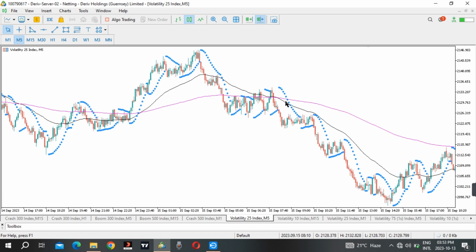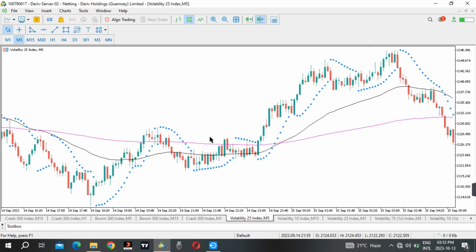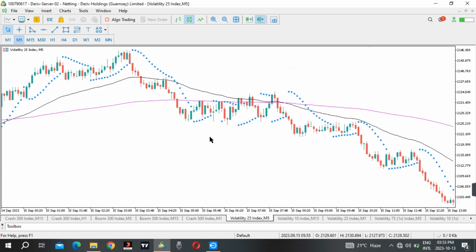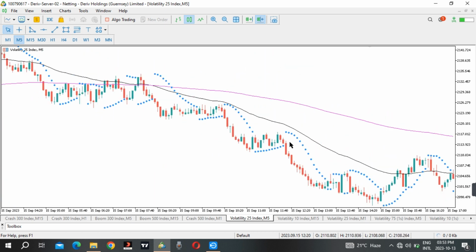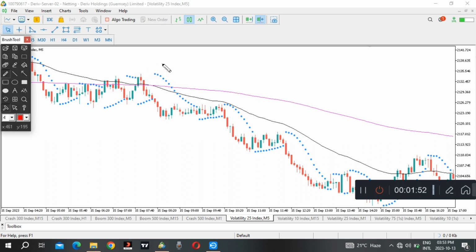So why did I use the parabolic SAR dots? Let me just zoom in a little bit so that you can see how they work. Let me explain how we are going to be entering first before I explain why we chose this indicator. Over here, the moving averages crossed for a downtrend, so they cross for a sell, because the 200 moving average is on top of the candlesticks. If the 200 moving average is on top of the candlesticks, it means we are going down.